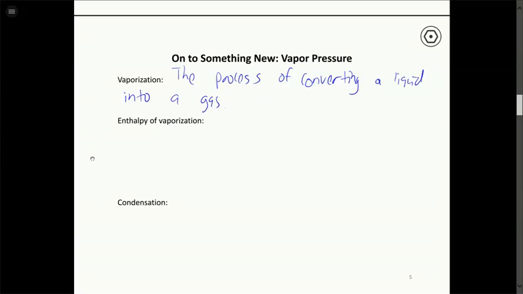And something else we'll see in more detail as we go through today and on Friday is that every phase change has an enthalpy associated with it. So if we were to take 1 mole of a certain liquid and convert it into 1 mole of that gas, there's going to be an enthalpy change that we call delta H of vaporization, the enthalpy of vaporization. So it's the enthalpy change associated with vaporizing 1 mole of a substance.